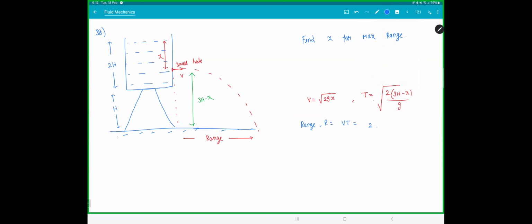g will cancel, 2 will come out. You end up with root over x into 3h minus x. We need to maximize this function. So dy/dx of 3hx minus x square will be 3h minus 2x is equal to 0. So at x is equal to 3h by 2, we get maximum range. If you actually think about it, it is the center of the whole system, isn't it? From the top to bottom, you make a hole at the center.